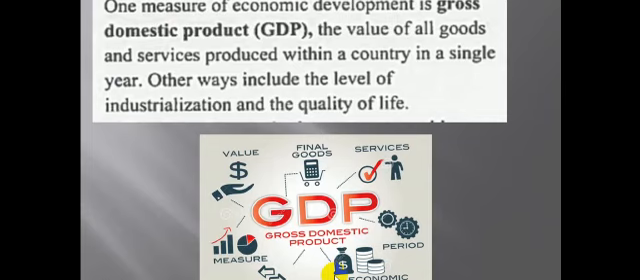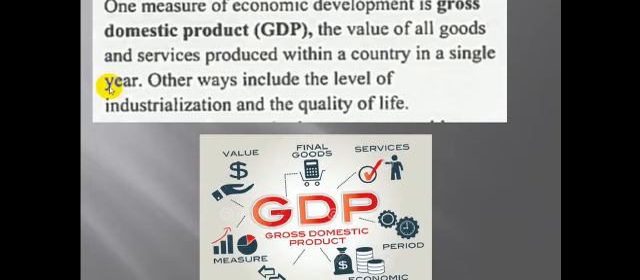There is a universal definition we will have now. It's very important also to know it. It's one measure of economic development, which is gross domestic product, or GDP. That's the contraction. The value of all goods and services produced within a country in a single year. Again, the value of all goods and services produced within a country in a single year.